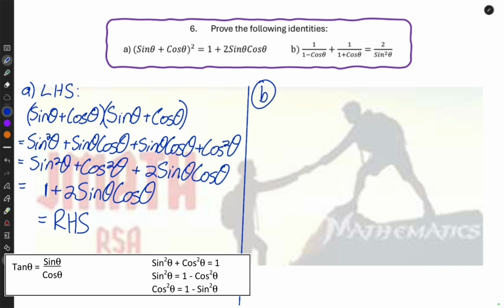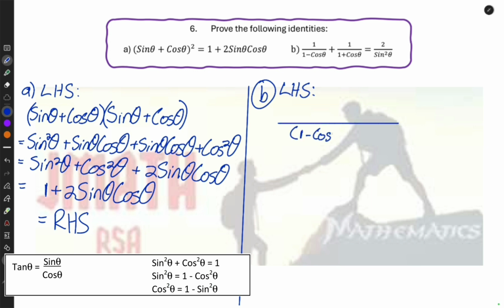Question B. So I need to choose a side where I should start. I can't do much with the right-hand side, so I'm going to tell them I'm choosing the left-hand side. Okay, I'm adding fractions. So take your mind back to primary school. If you add fractions, I need to do the LCD. So with this one, I can see the LCD is just going to be both of those denominators, but in brackets.